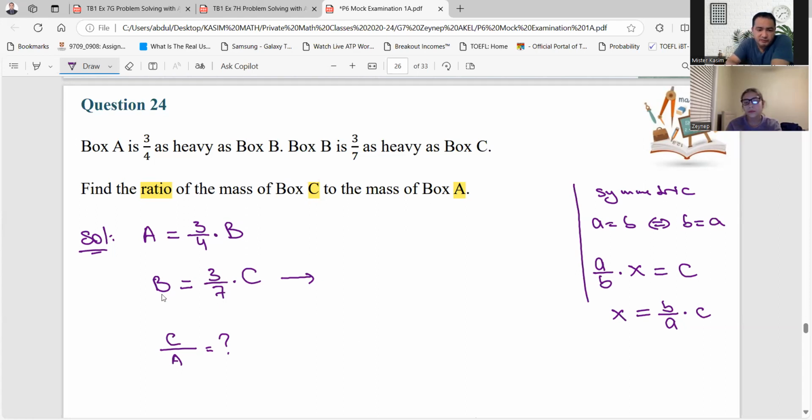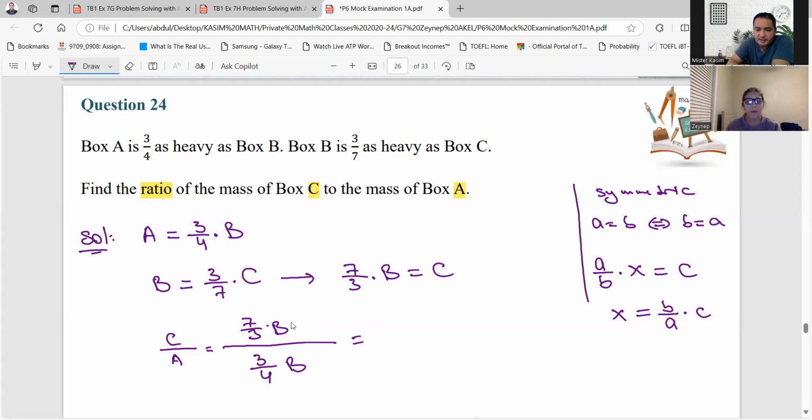If I move this 3/7 to the left-hand side, I will have this thing here, 7 over 3 times b will be equal to c. Okay. And now since we need to find C over A, right? C over A. So I have here, what is C? I know C. C is 7 over 3 times B. And how about A? A is 3 over 4 times B.